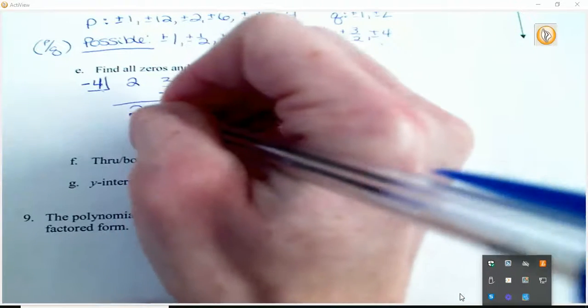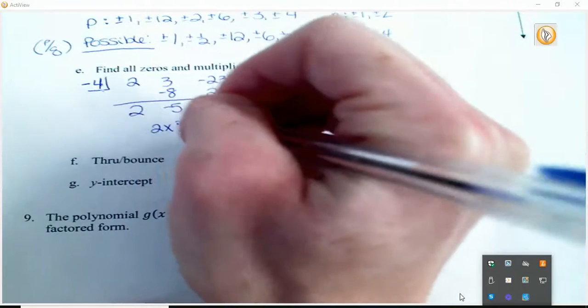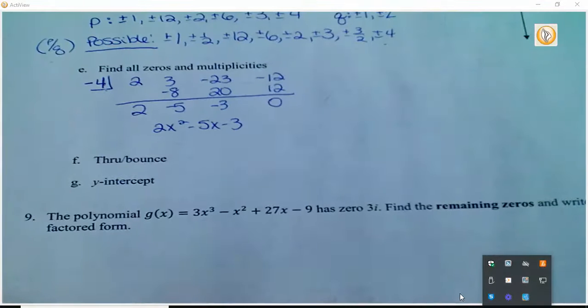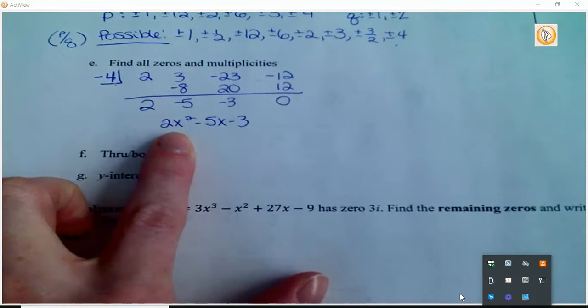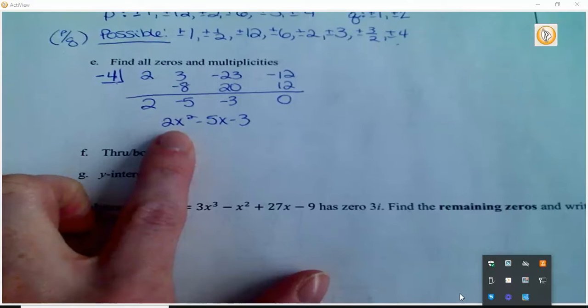At this point, we have 2x squared minus 5x minus 3. We can factor that. How? Box method. What if at this point it came down to be like an x cubed or something that we couldn't do box method with? What do we do then?